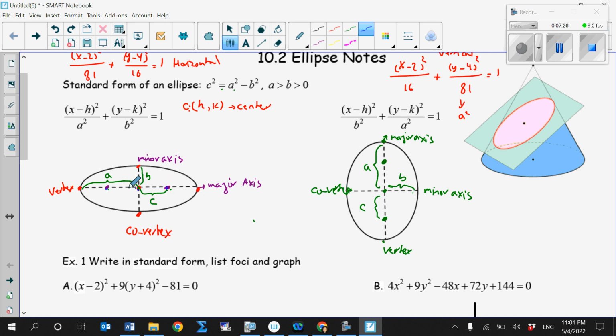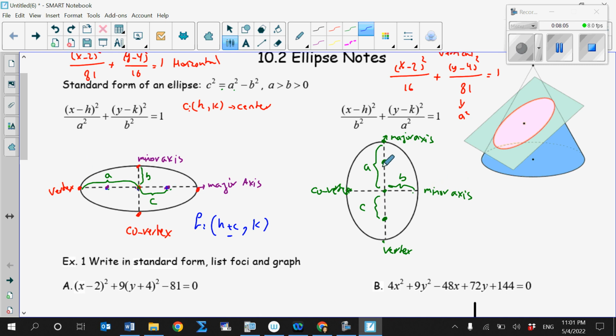But to find the x of these 2 points, we need to go C to the right or C to the left to find the focus point. So to find the focus point, I need to take the x of the center, which is H, plus C to get to the x of this point, and minus C to get to the other point, the left side. So that's the x of the focus point, and y of the focus point is the same as y of the center, which is K. So this is how you find the focus point for a horizontal ellipse.